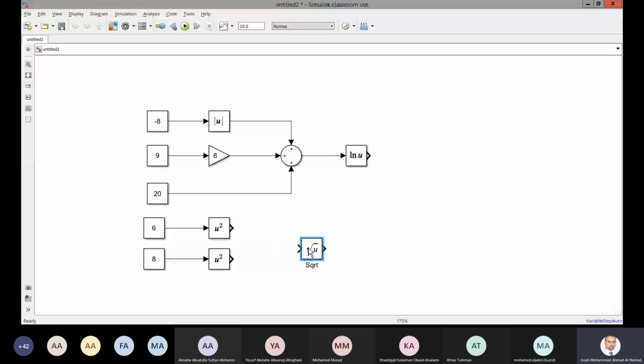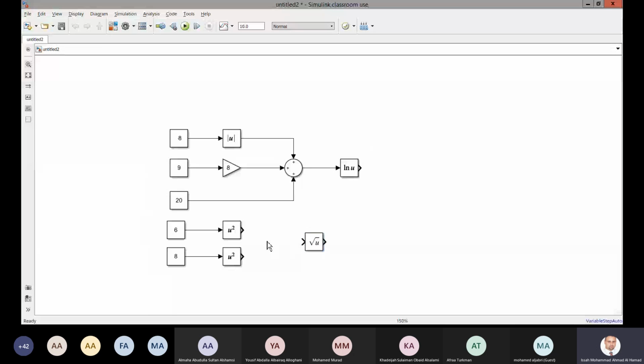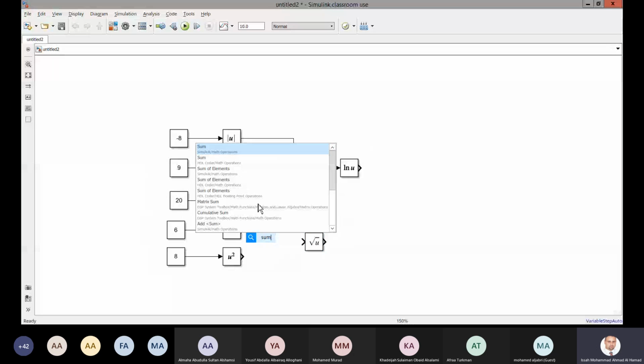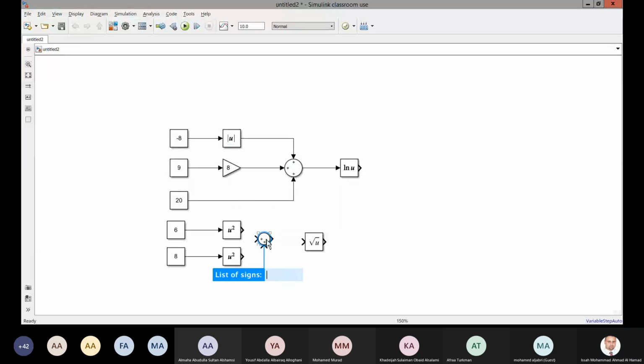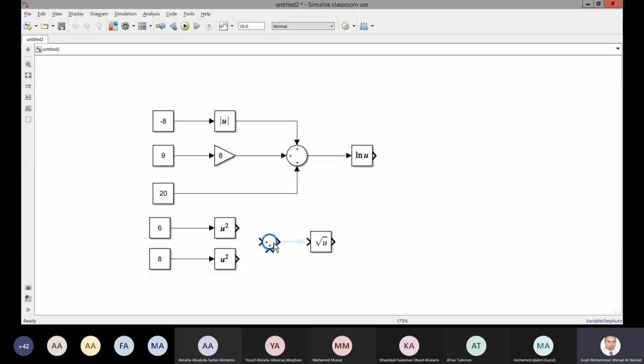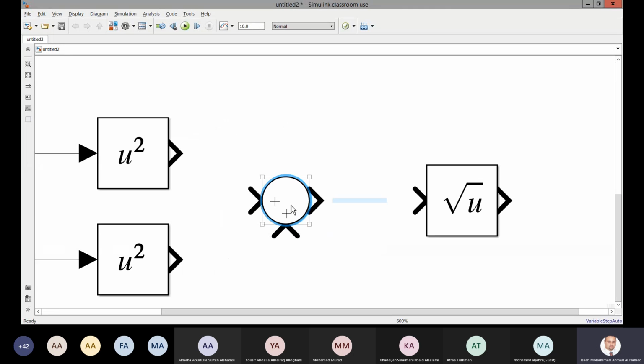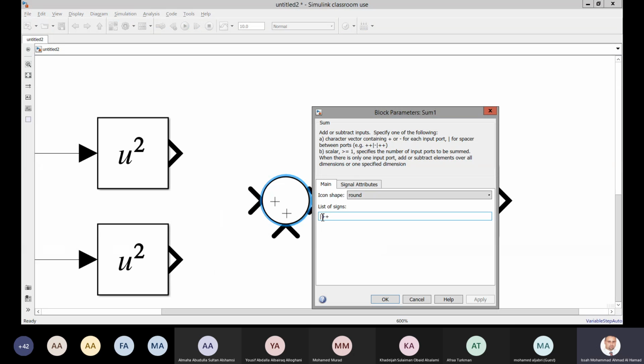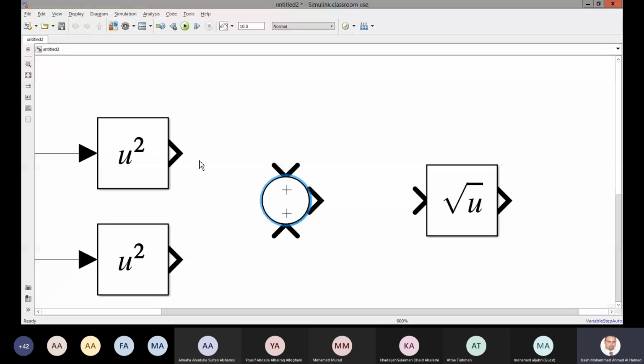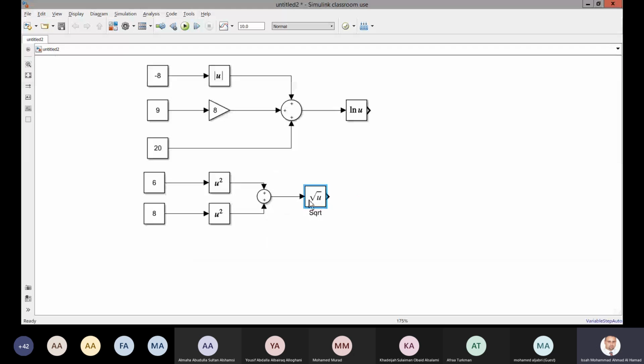And I need to have a summation block to add them first. So sum. I can adjust the location of the plus by doing so like this. I will Control X, Control V. So now I can connect this here, and this here, and this here. So I need another summation to add it to the log.